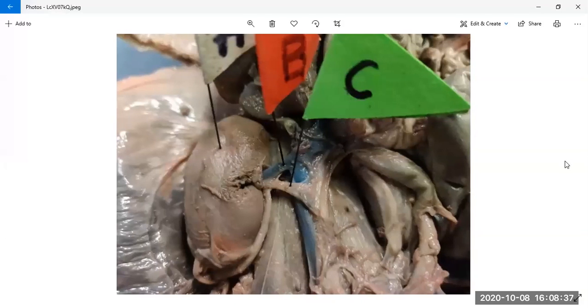Yes, I think we saw this picture already. This one is the kidney, renal vein, renal artery, and this should go down if I'm not mistaken. This one looks like the ureter. The kidney is labeled as A, B is renal vein, and C is renal artery.